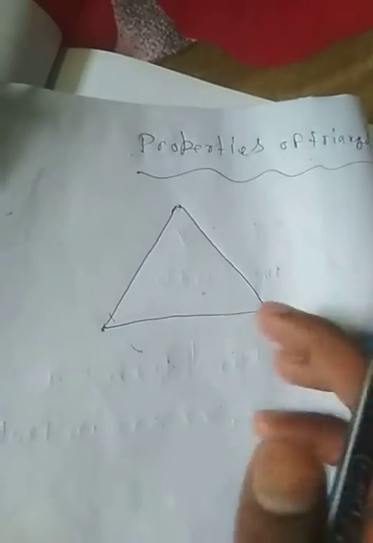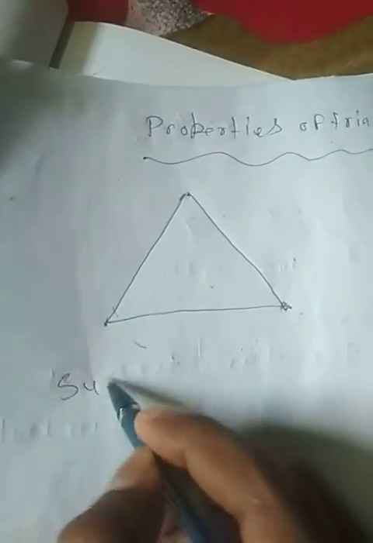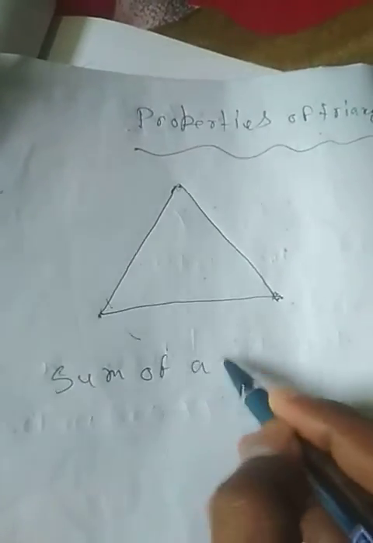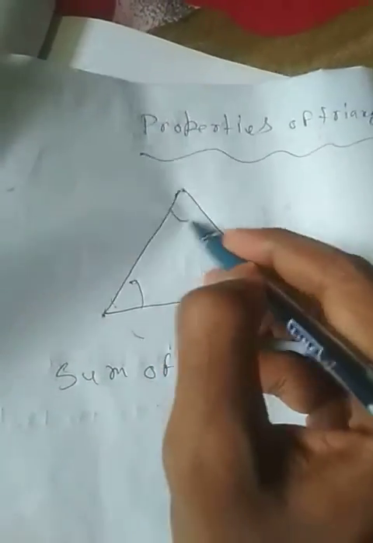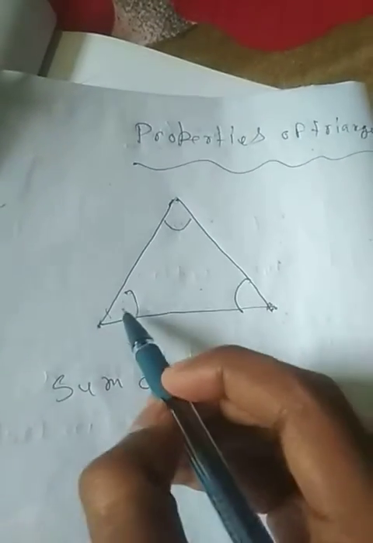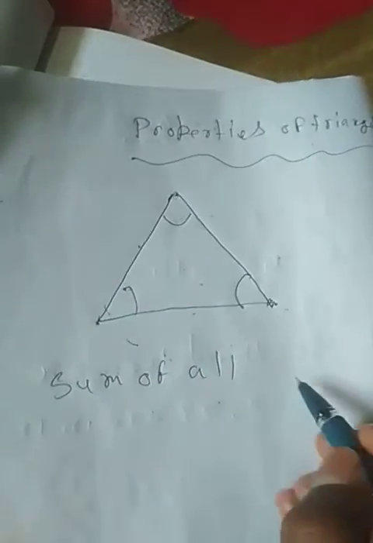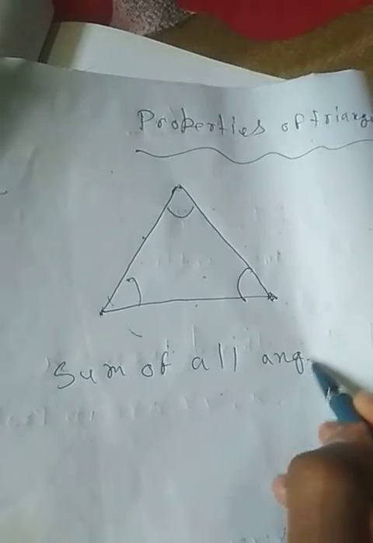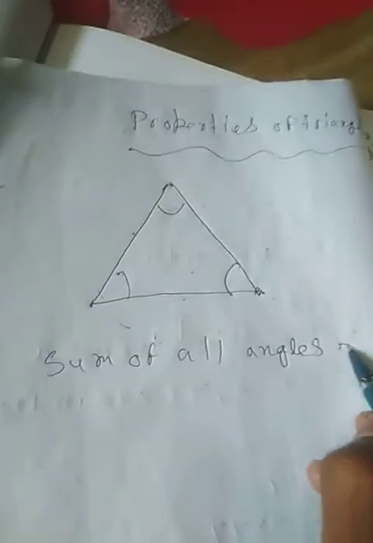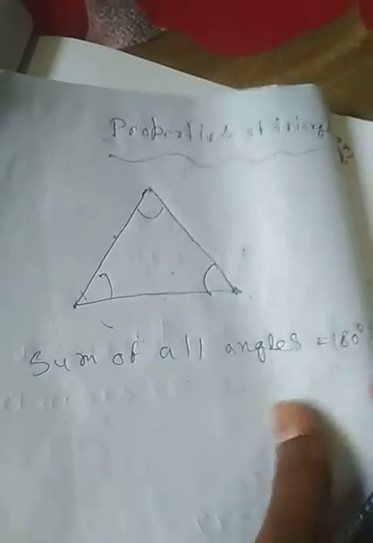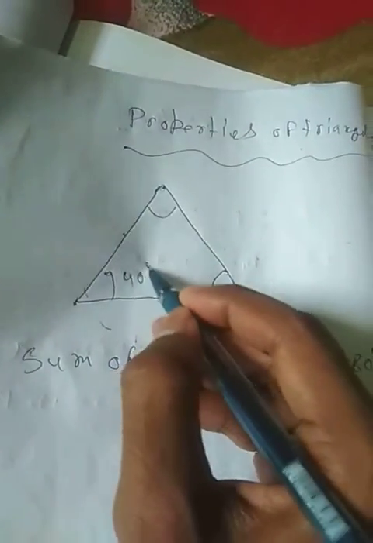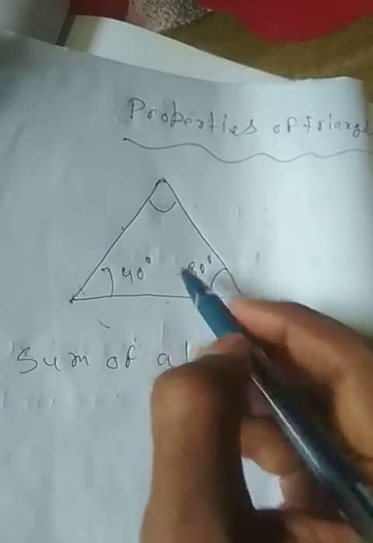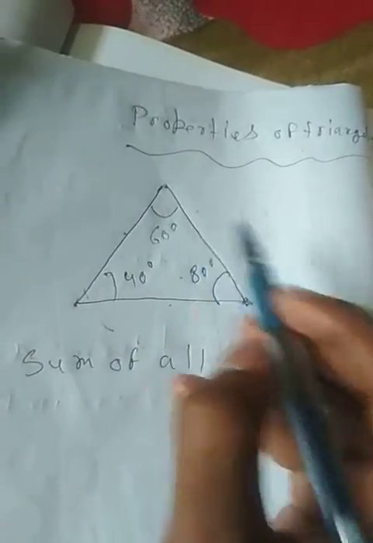And there are some basic properties of triangle. The sum of all angles. How many angles are there? 1, 2, 3. Sum of all angles equals 180. That has to be 180. Like if it is 40, 80, that means the other has to be 60. Otherwise this is not a triangle.